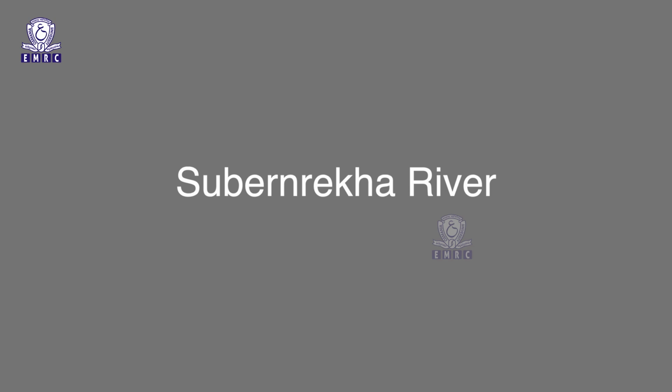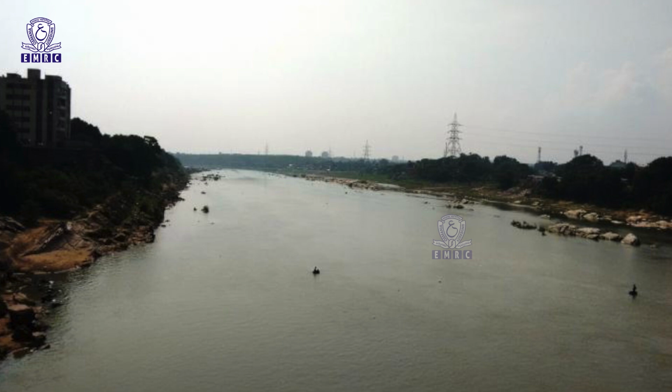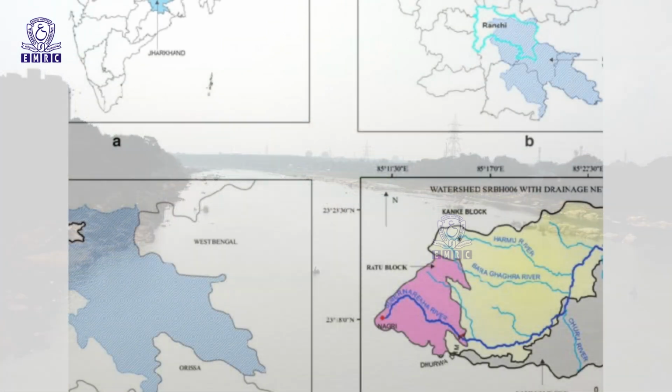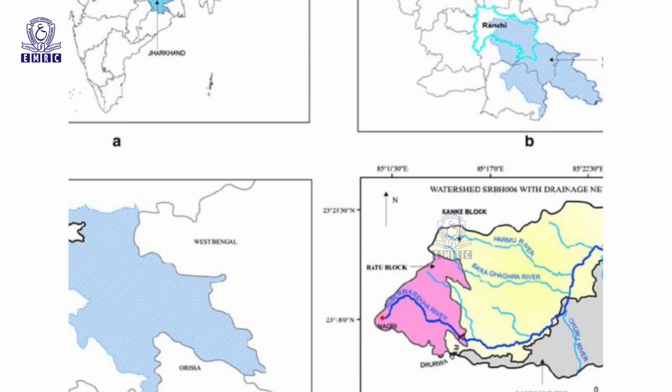Subarnarekha River. The Subarnarekha rises a little to the southwest of Ranchi, where it has a number of waterfalls. Its length is 400 kilometers with basin area of 28,000 square kilometers. In a general easterly direction, it passes through Jamshedpur and flows to the Bay of Bengal near Balasore. Its drainage basin is shared by the states of Jharkhand, Odisha and West Bengal.